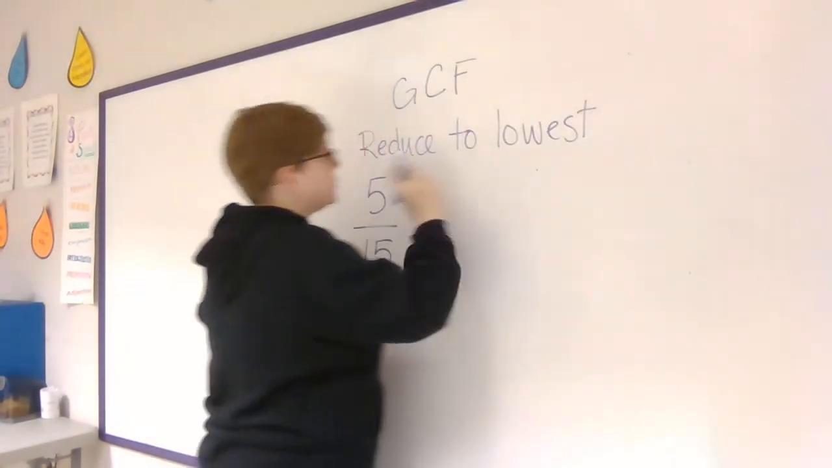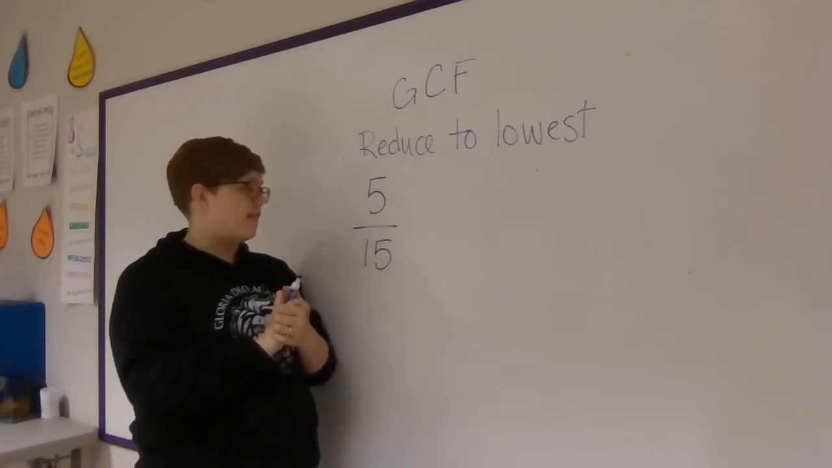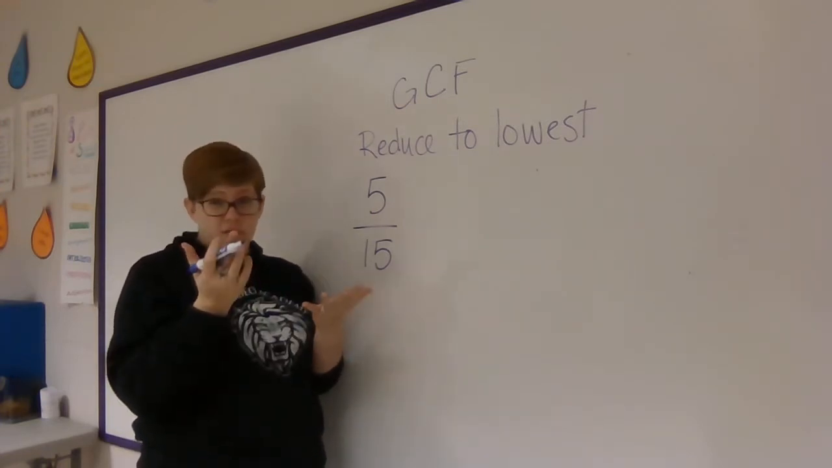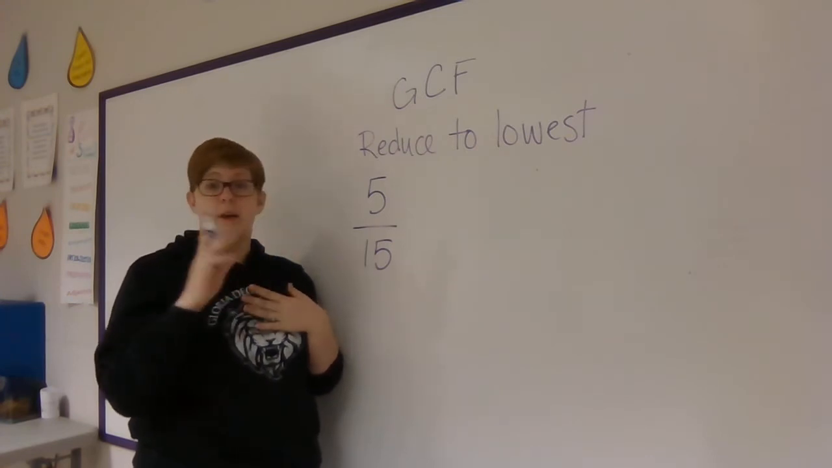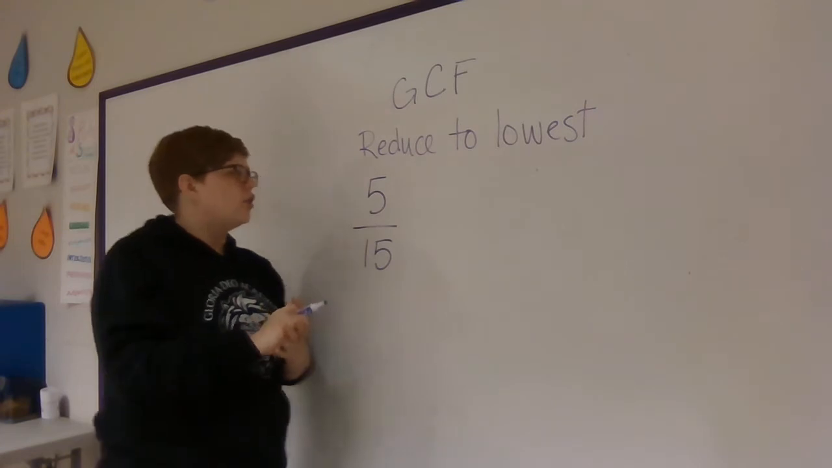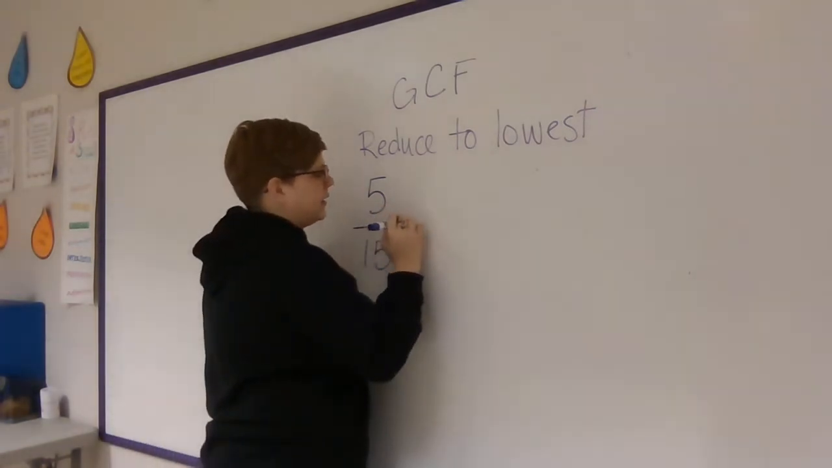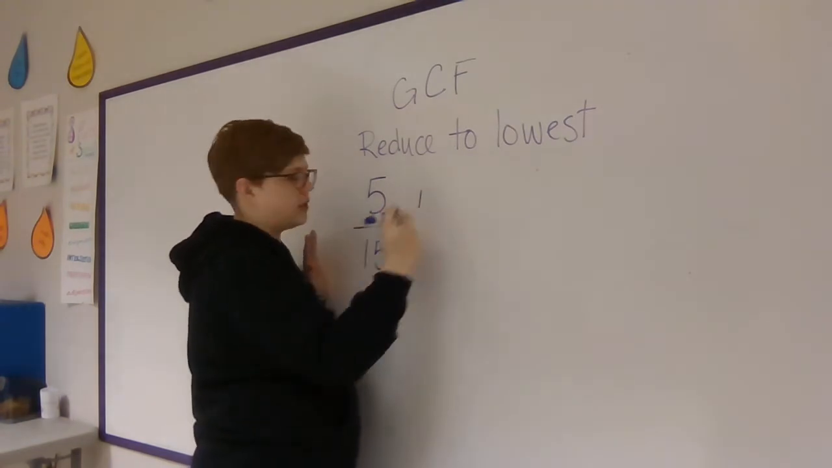Since it says reduce to lowest terms, it doesn't give me a factor to divide my 5 and my 15 by. So I have to go through and write down all of the common numbers, or in my head, it helps to write it down though. So I know that I can divide 5 by 1. 1 goes into every number.